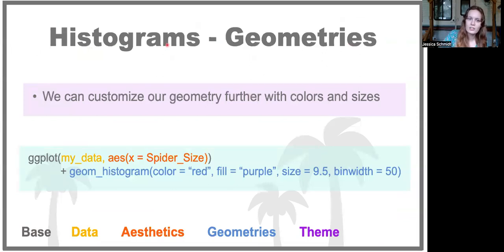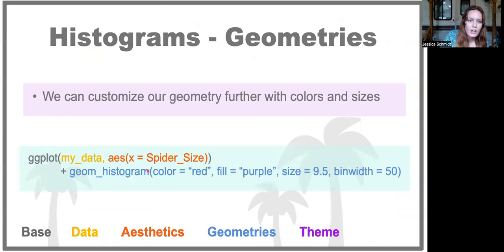Okay, let's talk a little bit more about geometries. We know we can use geometry to pick the type of figure we will make. In our case, we chose a histogram. But we can customize what the histogram looks like within the function, like we did with bin width. So here we see we picked bin width equals 50, and there's so much more that we can do.